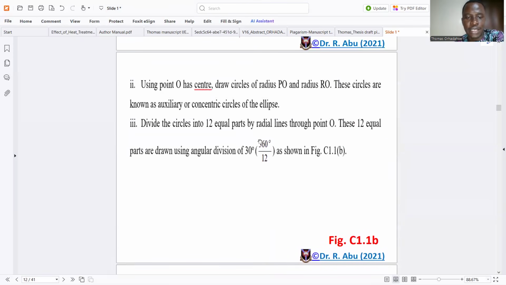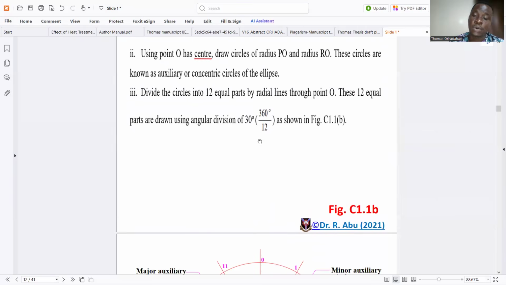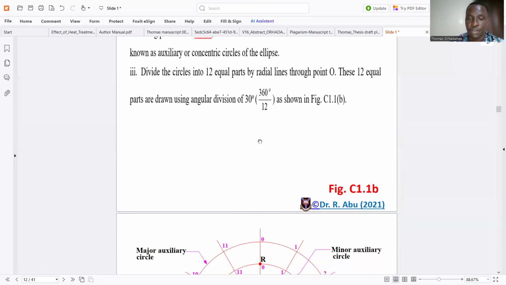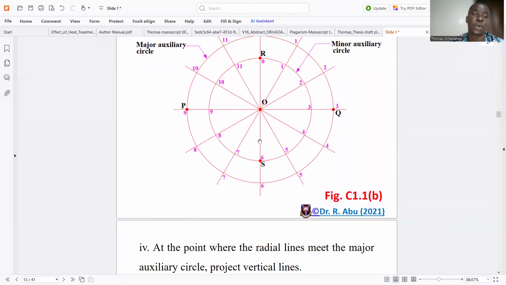After that, you divide the circle into 12 equal parts. Divide the circle into 12 equal parts by radial lines through point O. So these 12 equal parts will be 30 degrees each, because if you divide 360 by 12, you have 30. So how do you divide the circle into 12 equal parts?